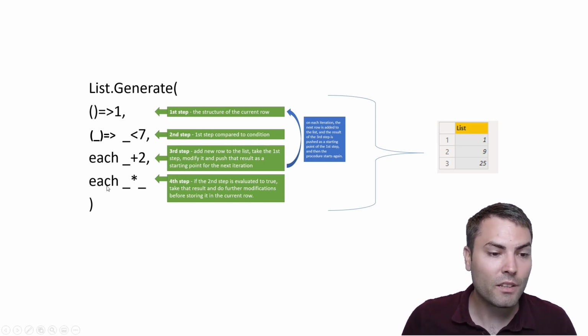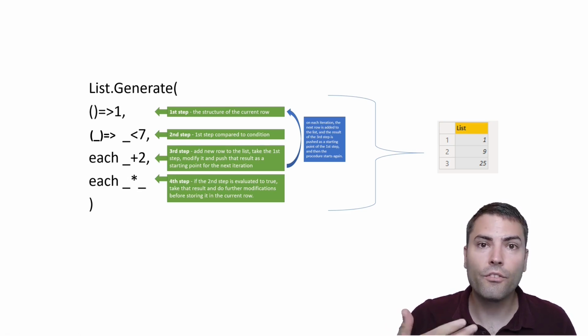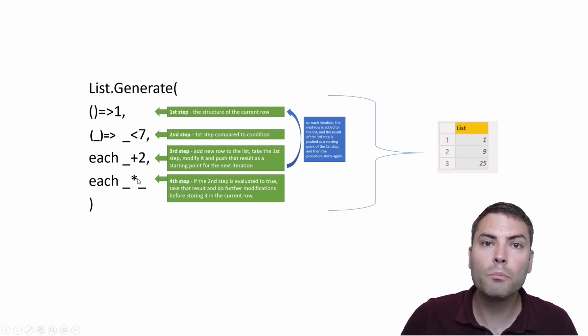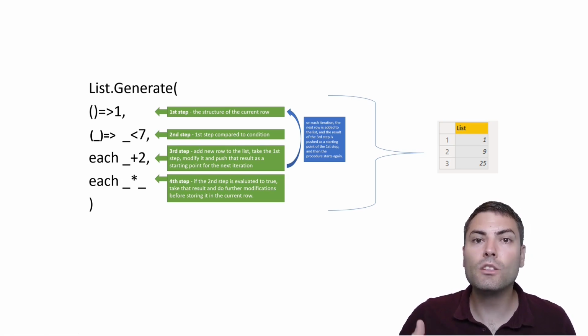And the last argument, each underscore multiplied by underscore. If the condition in the second argument evaluated to true, that result is pushed to this last, optional argument for further processing. In case we omit the last argument, then the result of the second argument is left as is in the current row of the list.